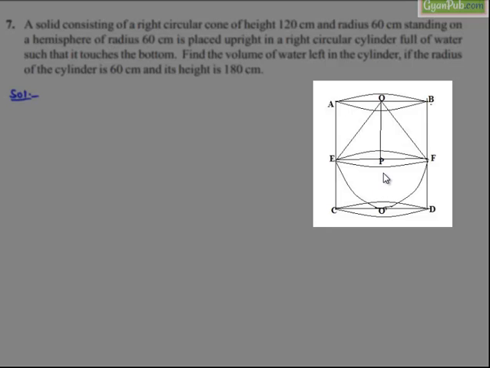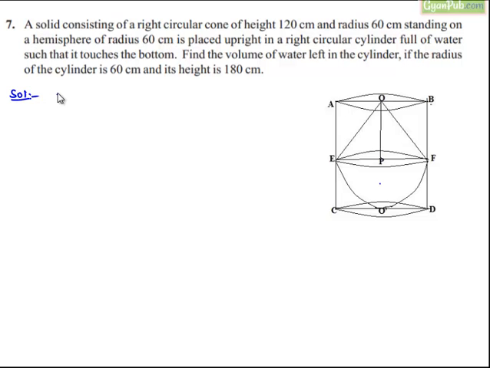Initially there is water in the cylinder. Now he is asking, after placing it, what is the volume of water. So the volume of water in the cylinder can be obtained by subtracting the volume occupied by the right circular cone placed on the hemisphere from the volume of the whole cylinder. So in order to do that, we need to find the three volumes: the volume of the right circular cylinder, the hemisphere and the cone.